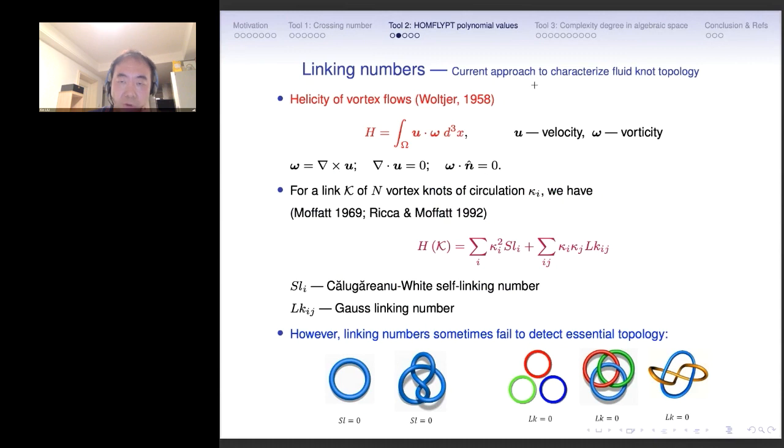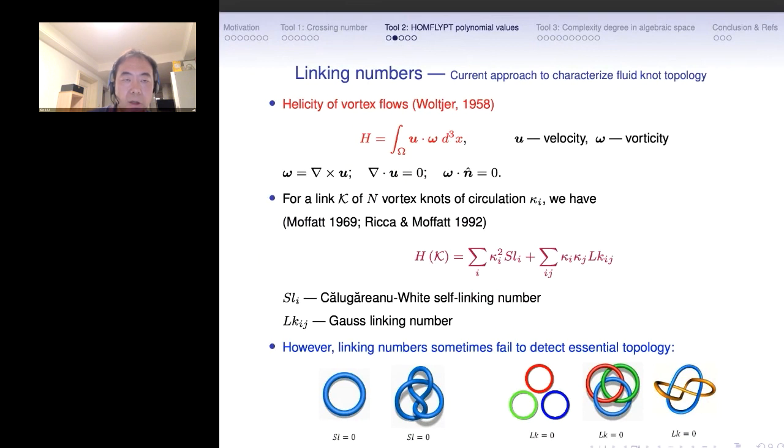The current approach people use to characterize fluid knot topology is linking numbers, self-linking numbers, mutual linking numbers, and so on, right? That is, linking numbers in fluid mechanics, which is obtained from helicity. Helicity is defined as this triple integral, u dot omega. Omega is vorticity, u velocity, right?